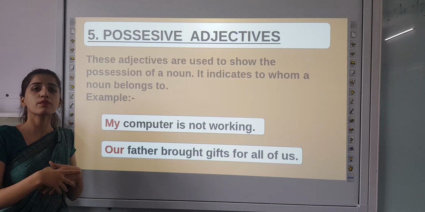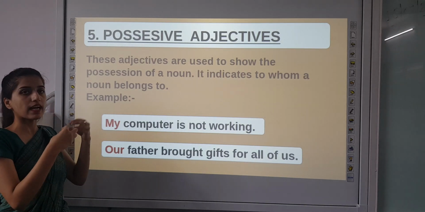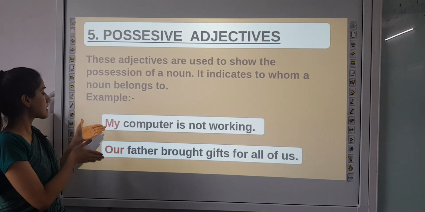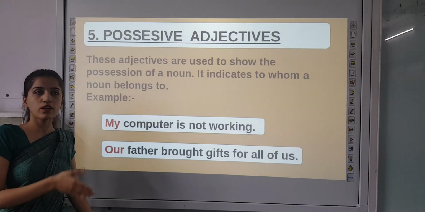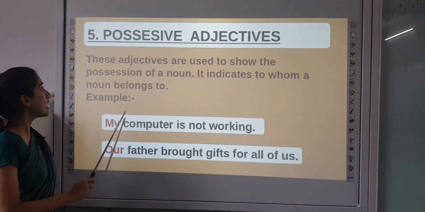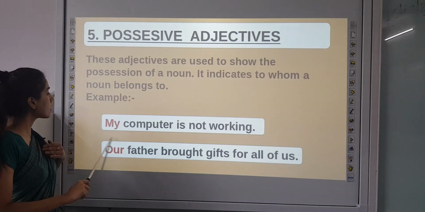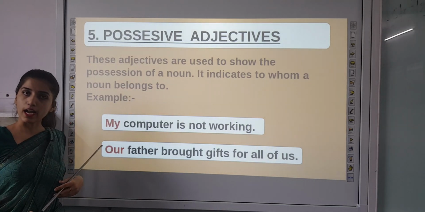This thing belongs to me. So the thing that I am denoting comes with a possessive adjective. I am talking about my computer is not working. So here the word my is showing the possession, that the computer is belonging to me. So here my is a possessive adjective.